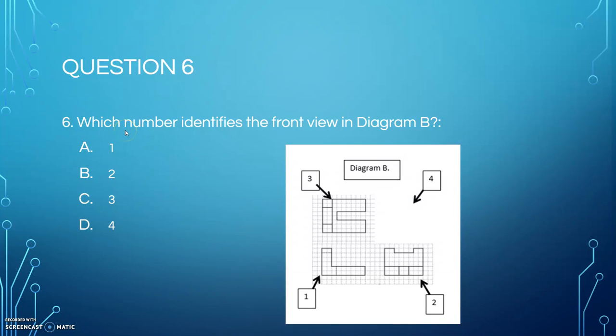Question 6. Which number identifies the front view in diagram B? Is it A, view number 1, B, view number 2, C, view number 3, or D, view number 4?